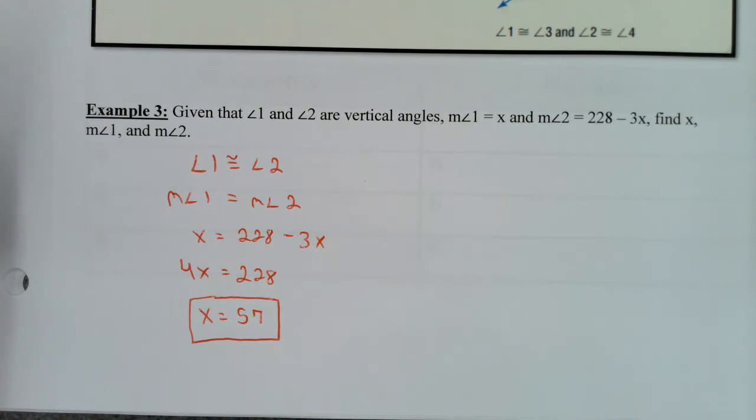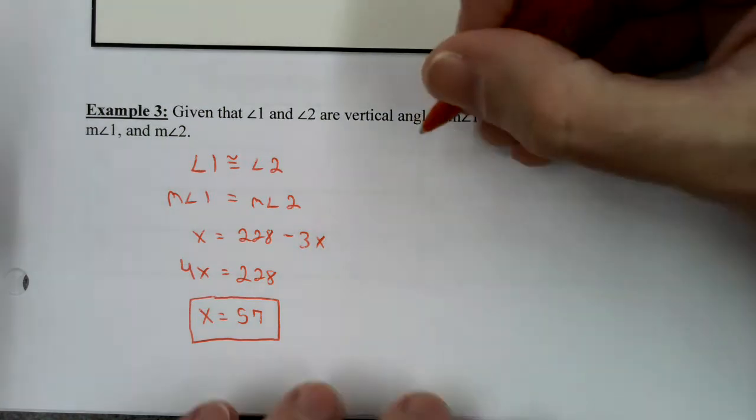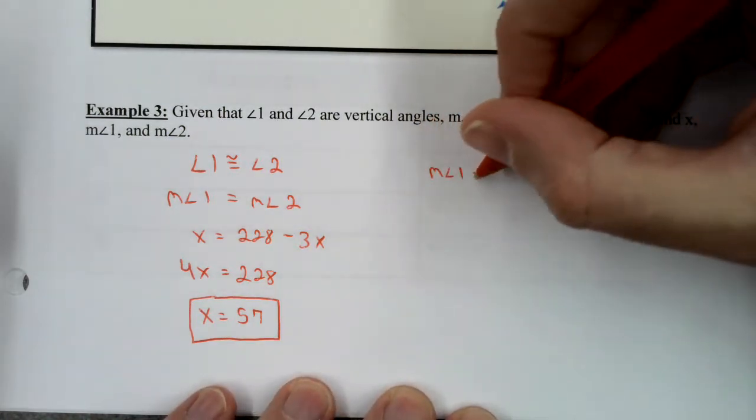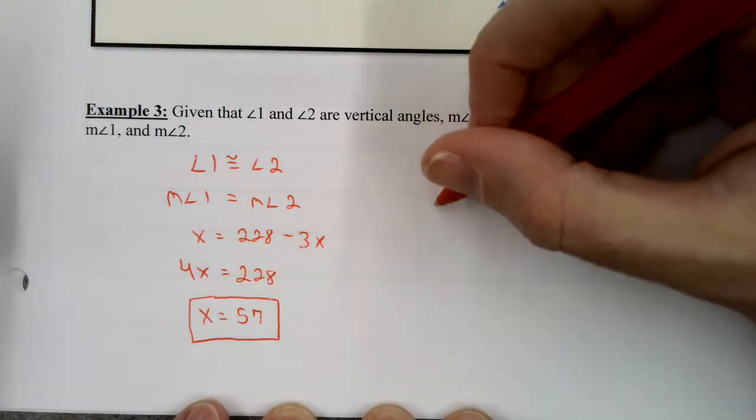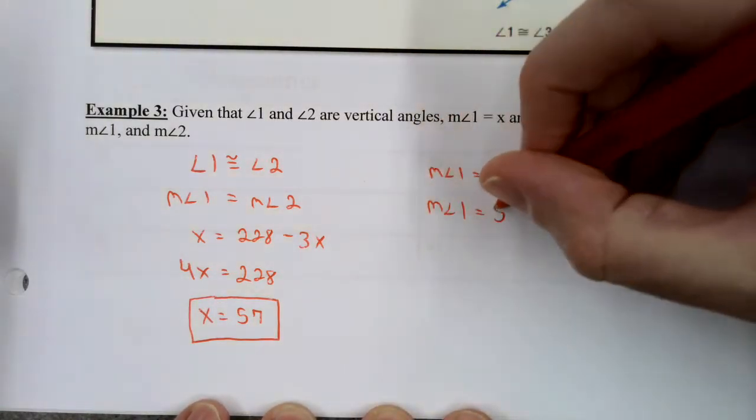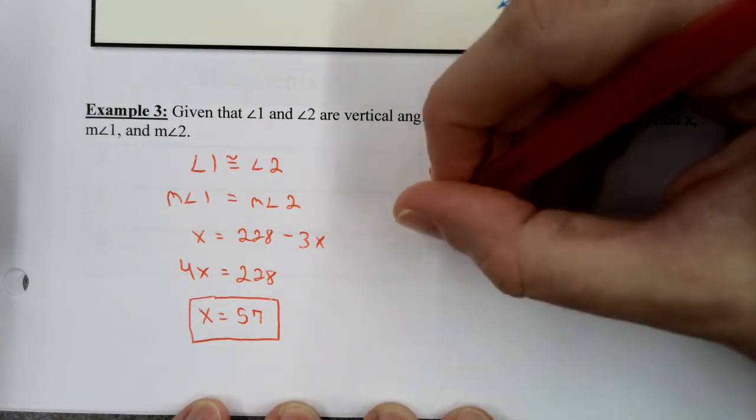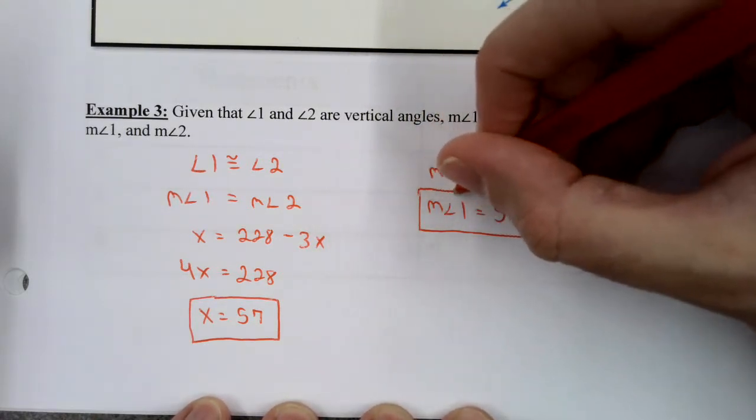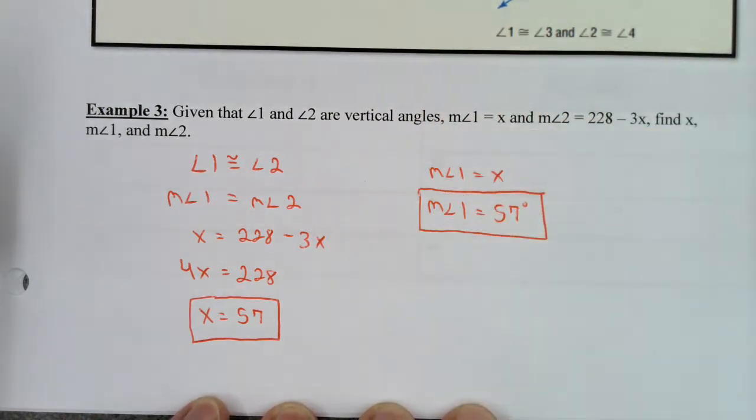The measure of angle 1, well, the measure of angle 1 equals x, so that's easy. Measure of angle 1 equals x, so measure of angle 1 equals 57 degrees. Again, notice how I write that. Measure angle 1 equals 57 degrees. Don't forget that little m.